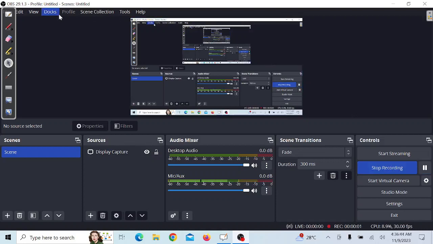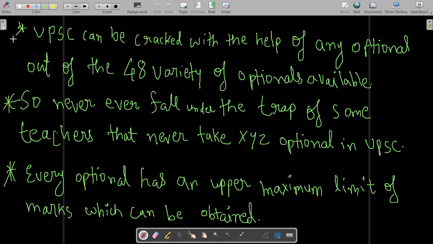So we will learn about some of the many misconceptions about UPSC. Now, one of the very common misconceptions is which optional to choose. Okay, so let us see. UPSC can be cracked with the help of any optional.